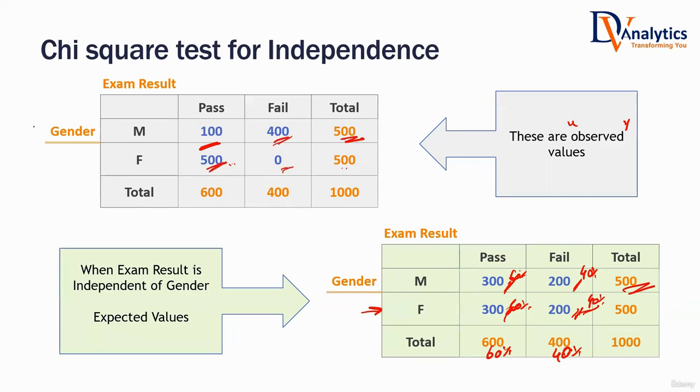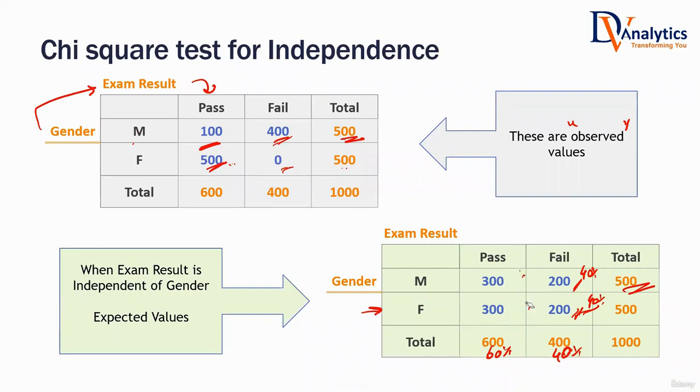Tell me, gender and exam result, pass or fail in an exam, does it really depend on the gender, or do you think gender has no role to play? What do you think? Yes, there is a role. Gender is an impactful variable. Do you agree with that? If a particular student is female, there is a very high chance that she will pass. If a particular student is male, there is a very high chance that he will fail.